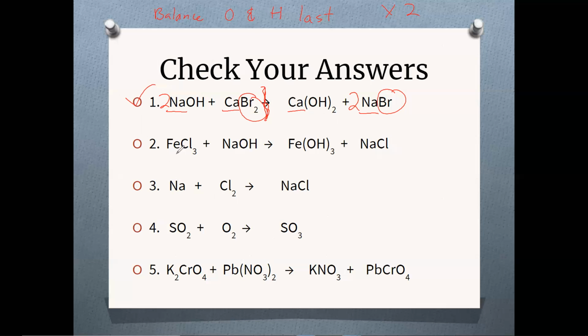Number 2, moving from left to right. 1 iron on this side, 1 iron on that side. Perfect. 3 chlorines on this side, only 1 on this side. So I have to put a 3 here. Okay. 1 sodium on this side. I just put a 3 here, which means there's 3 sodiums on that side. Uh-oh. I need to have a 3 there now.